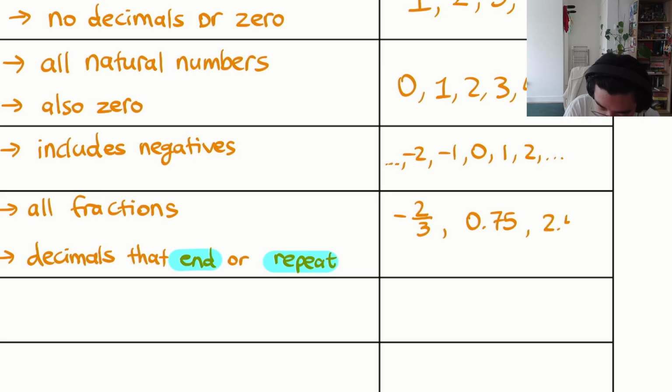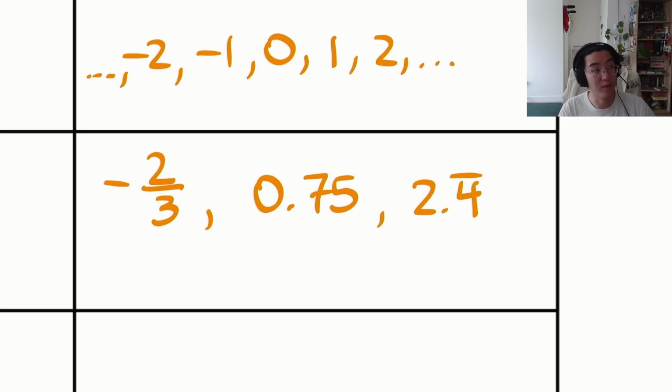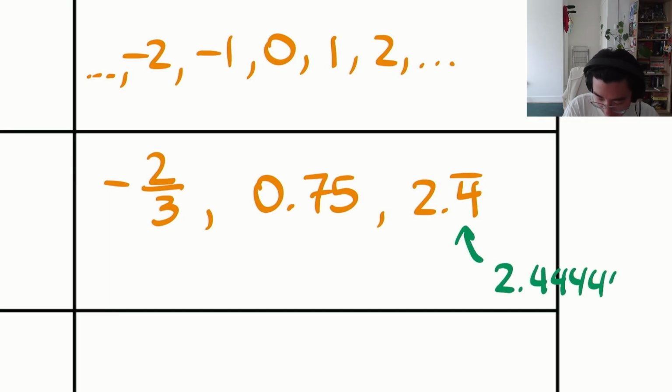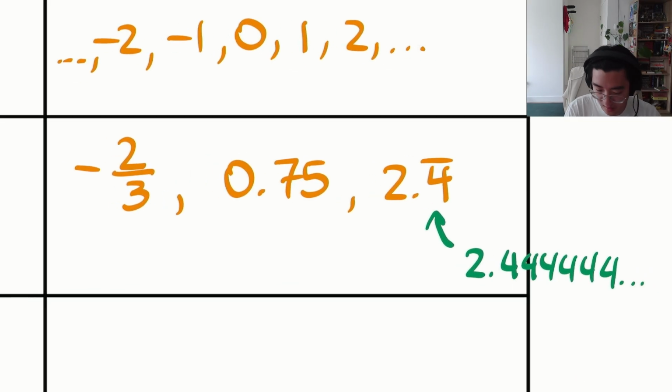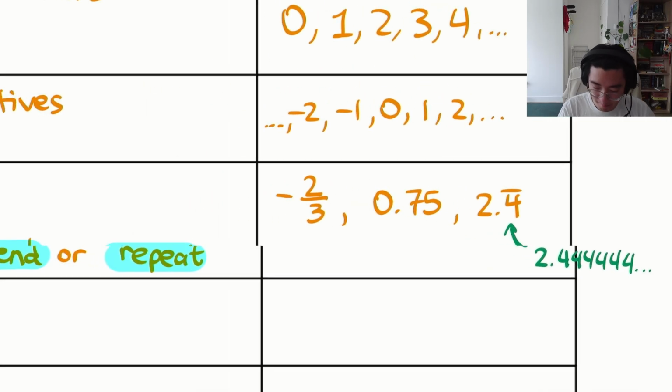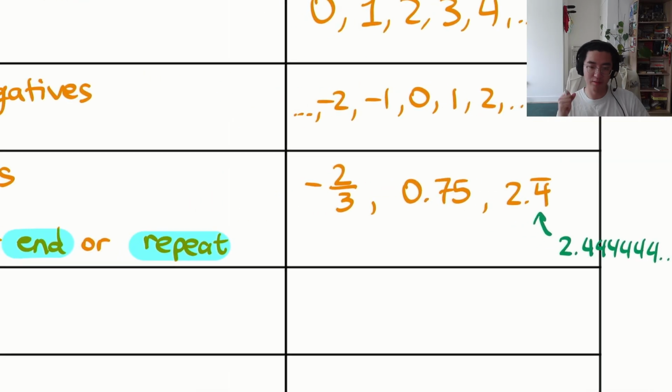Next is repeated decimals, something like 2.4, or more specifically, 2.4 repeating. This line above the number just tells us that this is 2.44444 and so on and so forth. This 4 repeats forever, so we write a little line on top to denote that. And of course, this is rational because a repeated decimal can also be turned into a fraction.